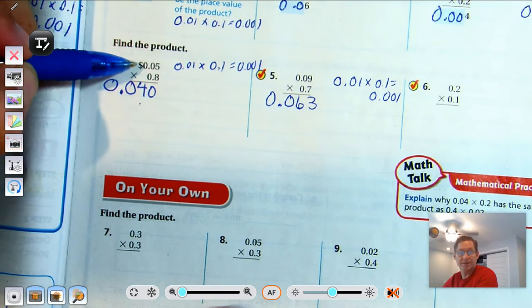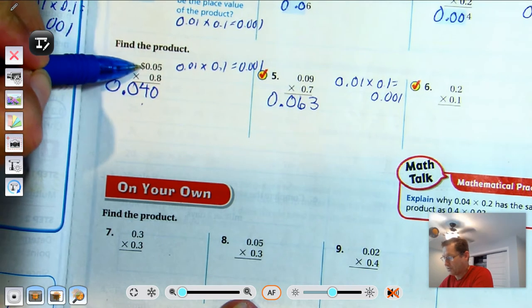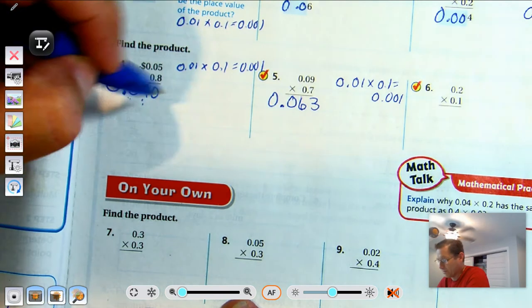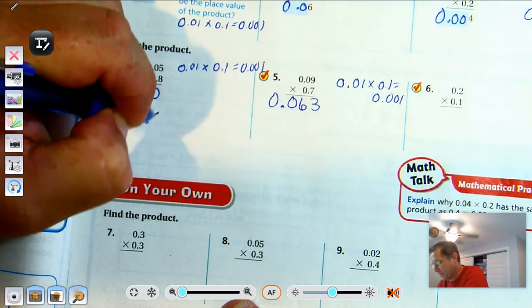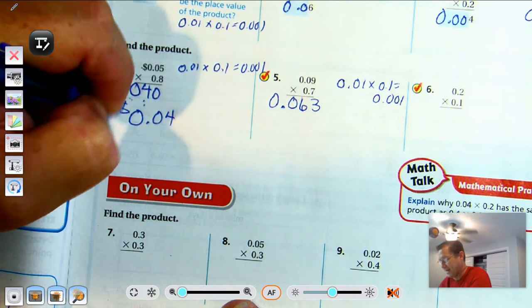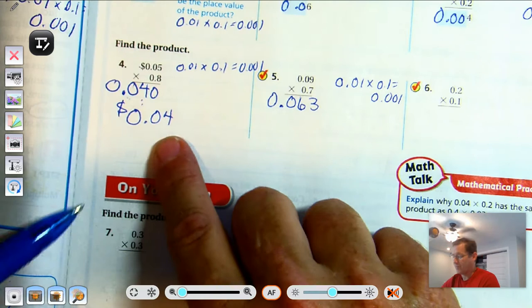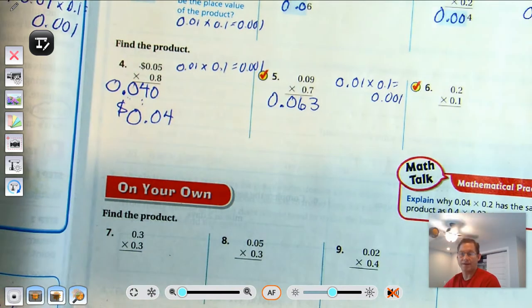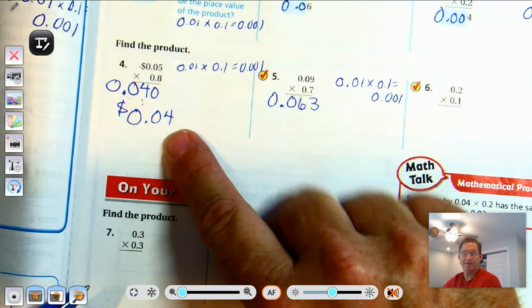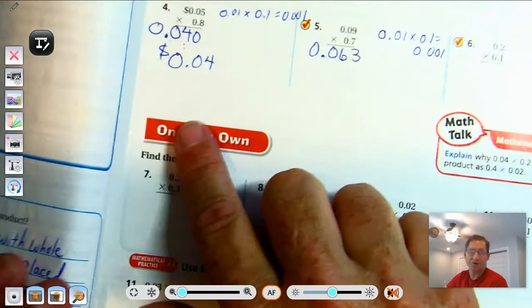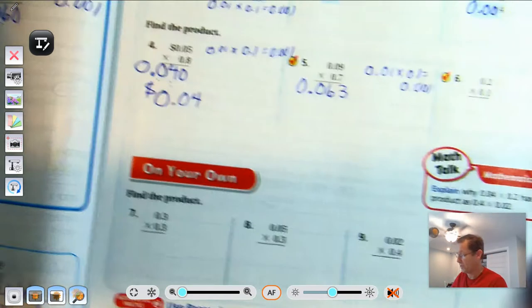I overlooked the dollar sign. Okay, so we don't want to write it as 40 thousandths. Because we're dealing with money, we just want to drop off the thousandths and leave it as 4 cents. Okay, 4 hundredths is equivalent to 40 thousandths. But in money amounts, we stop at the pennies or the hundredths place. All right, so make sure you notice dollar amounts in problems.